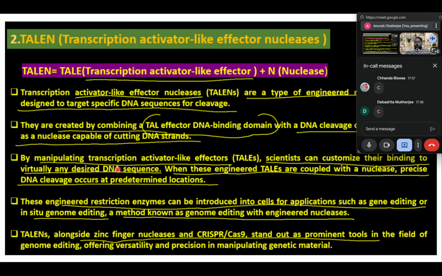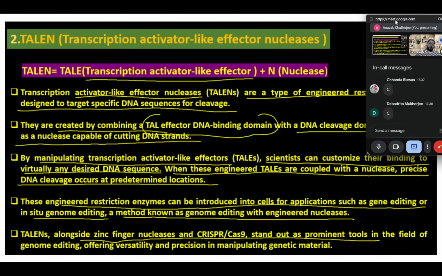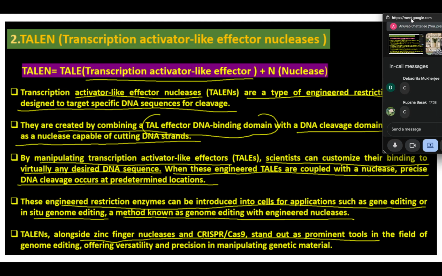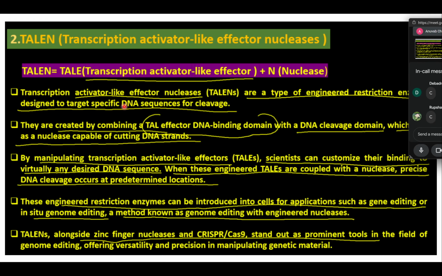Let's look at it. So TALENs is the second genetic engineering tool that we are going to study. The word TALEN is actually in two parts. The first is TAL, and the last is the N. TAL means transcription activator like effector, and N is a nuclease. So it is a combination of two different things, a TAL and a nuclease. So what is a transcription activator like effector nuclease or TALEN? It is a completely engineered restriction enzyme designed to target specific DNA sequences for cleavage.